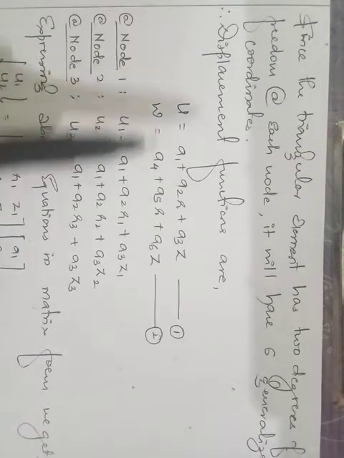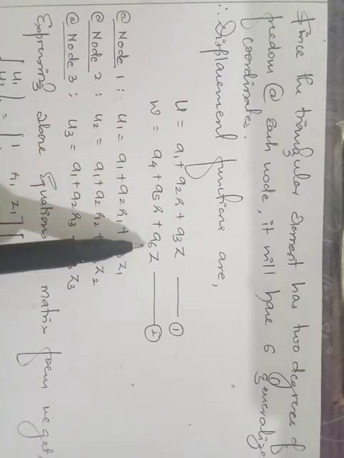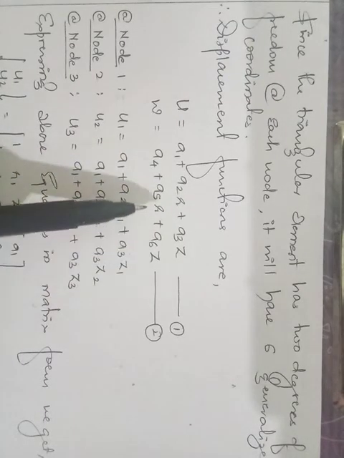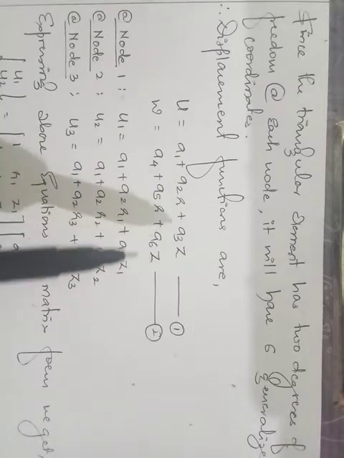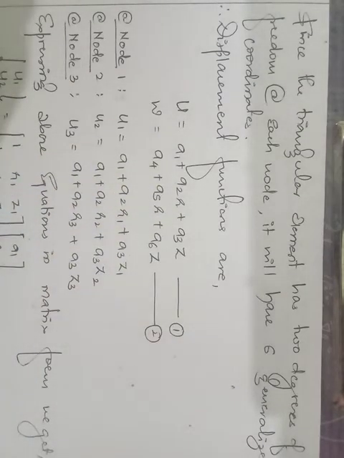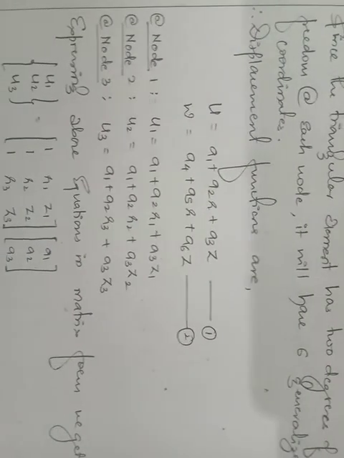Then for w I continue this. After a3 it is a4 plus a5r plus a6z. Right, we are getting r and z. In this case, if it was a linear case, then you may have taken it as x and y. Since it is a cylindrical coordinate case, we need to take the coordinates r and z. Now same thing at node 1, 2, 3, you need to put the respective values.